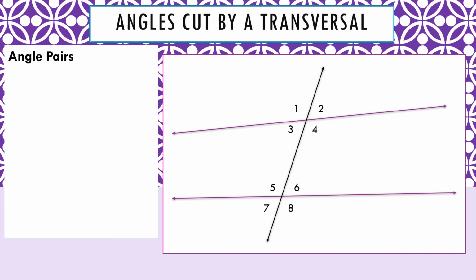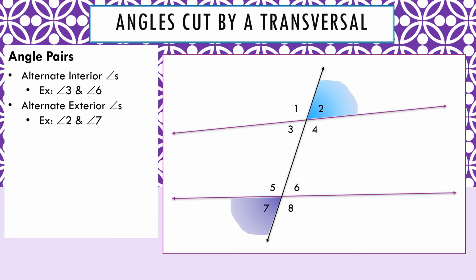So angles cut by a transversal. Now on your notes, you don't have to write anything down, but just look at the portion that has the boxes on it, because that will help you put a figure to the notes there. So alternate interior angles, an example would be 3 and 6. They are on alternate sides of the transversal, but they are inside the two lines. Alternate exterior angles are on opposite sides of the transversal, but they are exterior or outside of those two lines. So 2 and 7 would be an example.